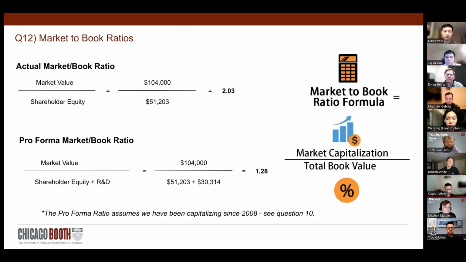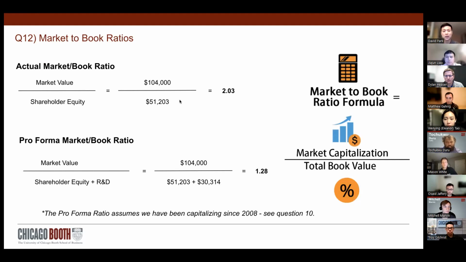Question 12. Question 12 asks us to compute the actual and pro forma book value of equity and the market to book ratios as of the end of 2012. In 2012, the actual book value of equity was 51,203 million, and the market to book ratio was 2.03, whereas the pro forma 2012 book value of equity was 81,517 million, and the market to book ratio was 1.28.